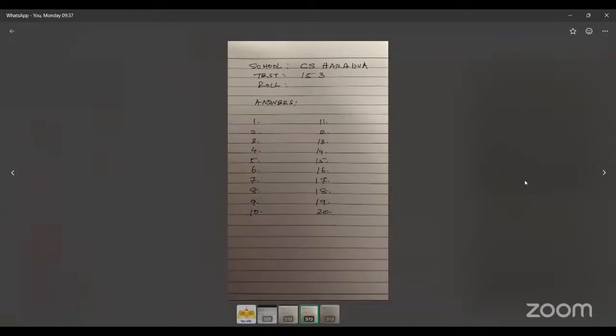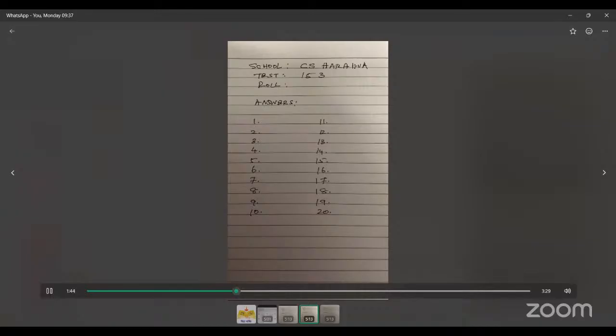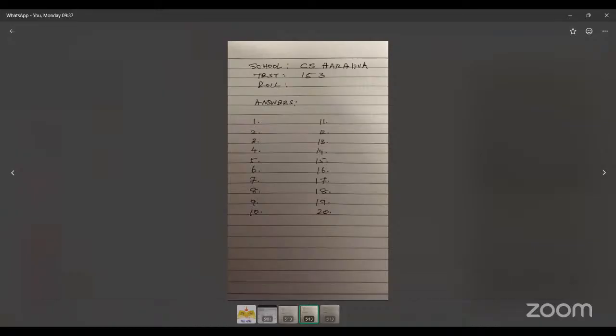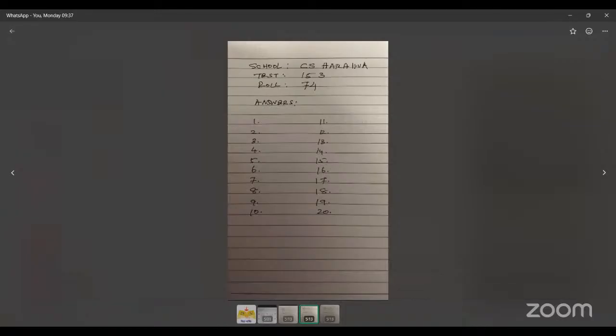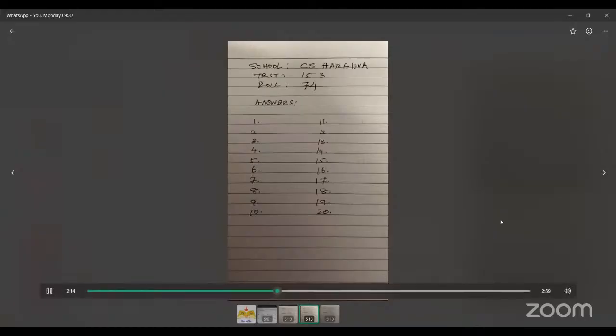The next thing is roll number. This roll number is as per the attendance. For example, if your roll number is 74, you write 74 like this. Whatever roll number is given as per the attendance in your school, you should write that. The school name, test number and roll number I have written are all examples. Don't write these. You should write your actual school name, the test number displayed by the Vidya Shakti teacher, and your actual roll number.